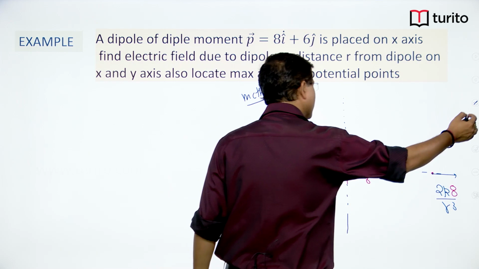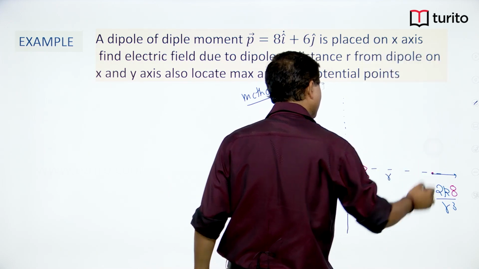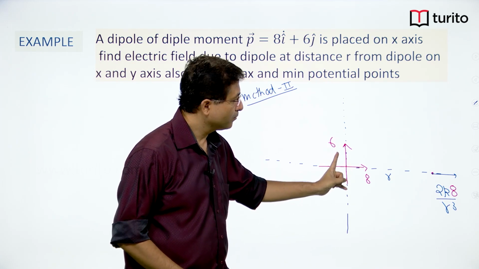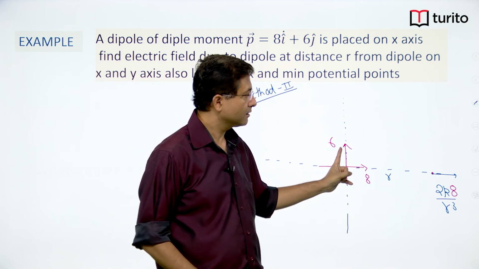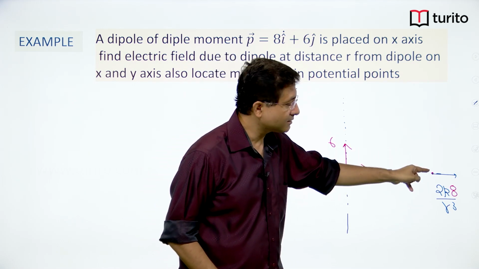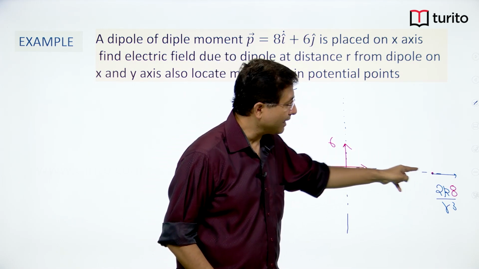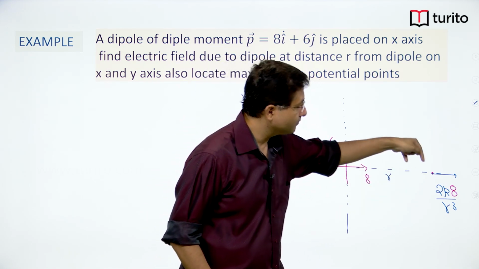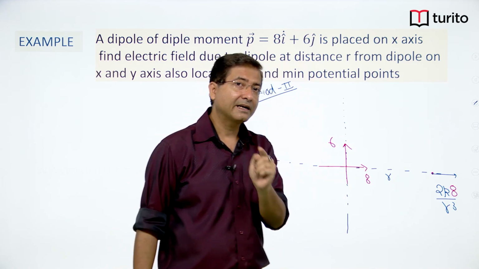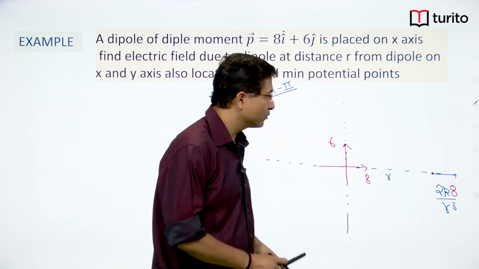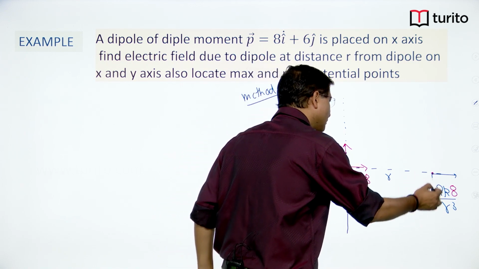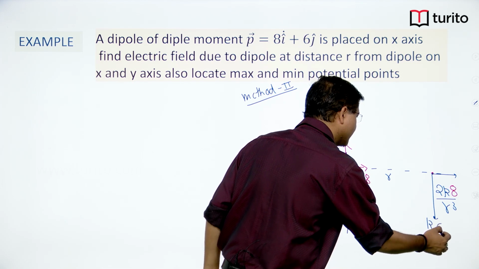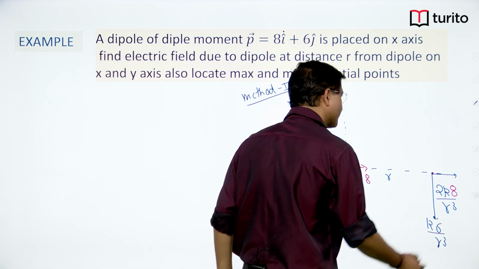Now, look at this 6. Because of this 6, as this point is on the bisector, the field will be opposite to the dipole moment, and the formula is kp divided by r cube. So, in this direction there will be a field, and that will be kp, in this case 6, divided by r cube.